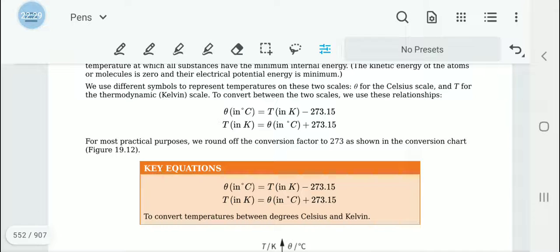Leave a line and write. 1 degree Celsius is equal to 1 Kelvin. Celsius is represented using theta and Kelvin is represented using T.